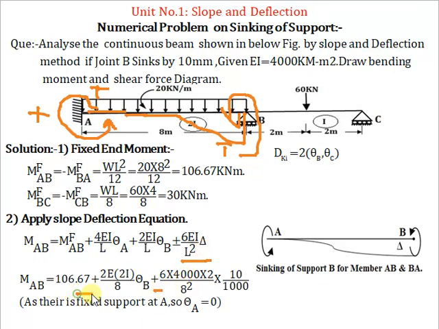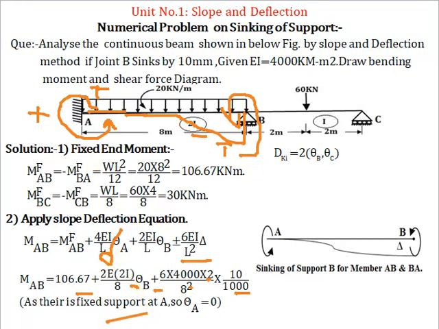So now put the values. MFAB is 106.67 plus 2E into 2I, the moment of inertia for AB is 2I, divided by 8, 8 is the span, into theta B, plus 6 into 4000. EI is 4000 and the moment of inertia is 2, so multiply by 2 divided by 8 square, span is 8, into 10 divided by 1000, converting into meter. Now theta A will be 0 here because A is a fixed support, so no rotation.